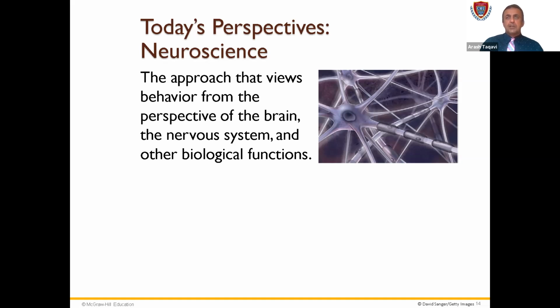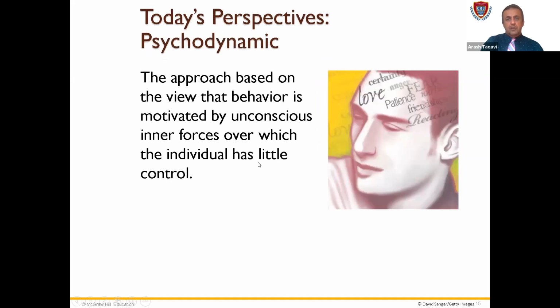What does it mean? It means that when you want to work on neurons and with neurons, you should know something more than the structure of the neurons. You should know something more than the chemicals and chemistry of how neurons function. You should know about the wisdom of neurons, how neurons work together. The approach that views behavior from the perspective of the brain, the nervous system, and other biological functions.